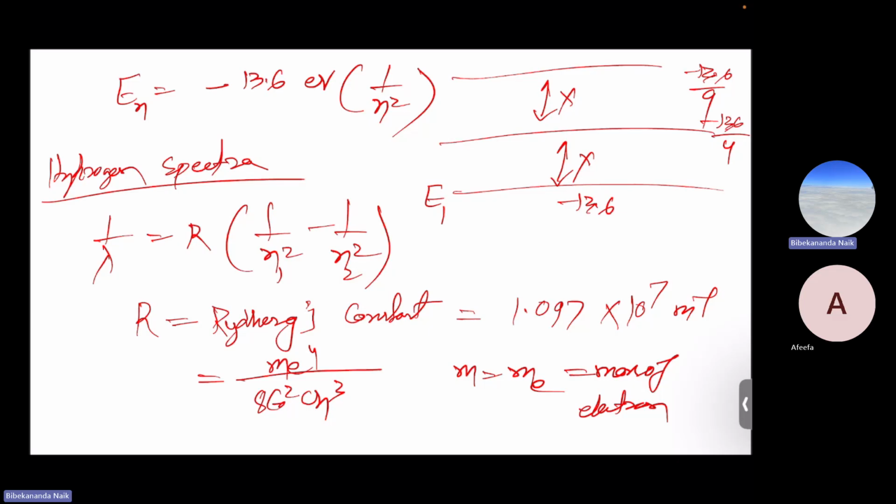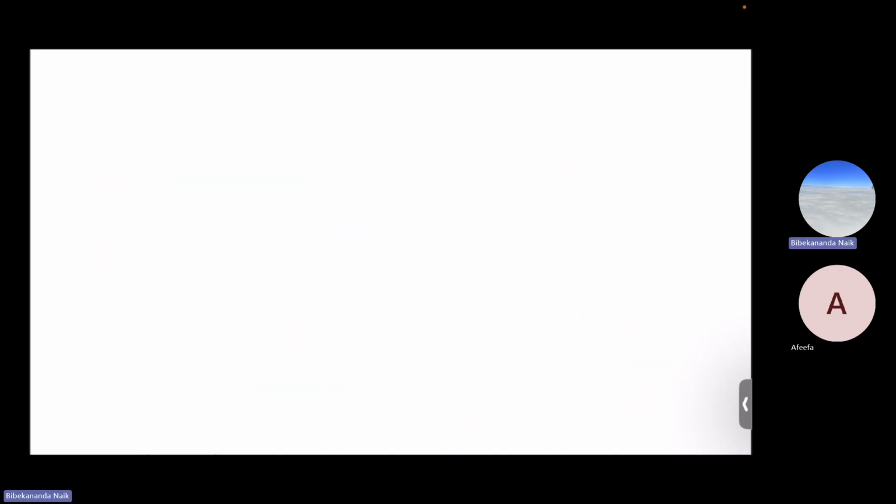So for that case, this m will be replaced by mu, and from this mu we get what is called R infinity. Then RH, we can say, will have a different value for hydrogen, a different value for deuterium and tritium, and corresponding to which we solve different types of numerical problems also.